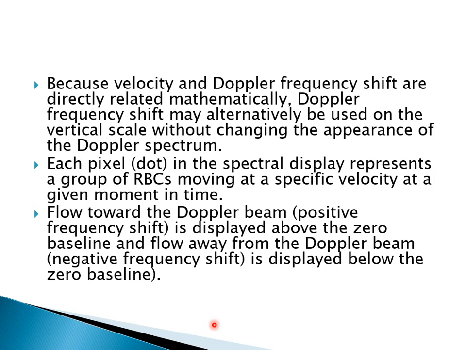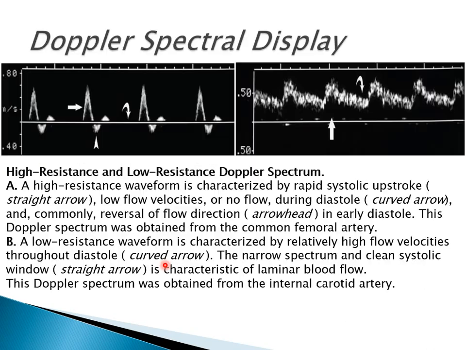Because the velocity and Doppler frequency shift are directly related mathematically, Doppler frequency shift may alternatively be used on the vertical scale without changing the appearance of the Doppler spectrum. Flow towards the Doppler beam, a positive frequency shift, is displayed above the baseline, and flow away from the Doppler beam, usually a negative Doppler shift, is placed below the baseline.